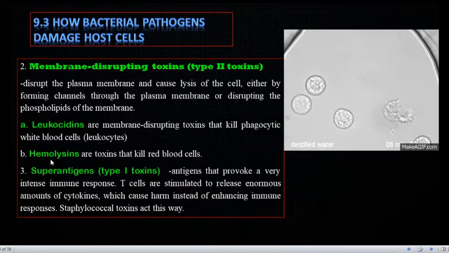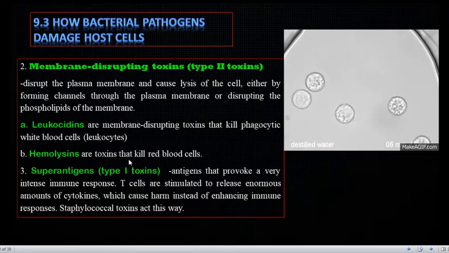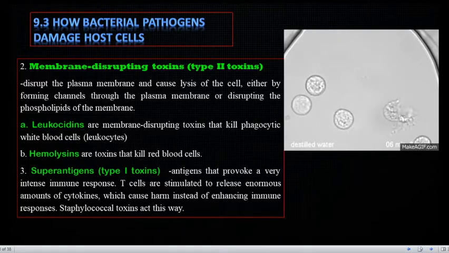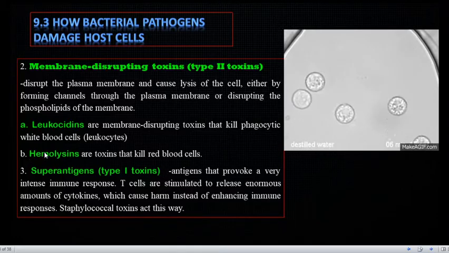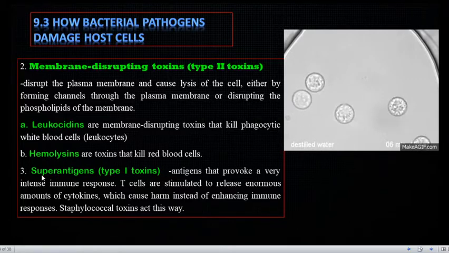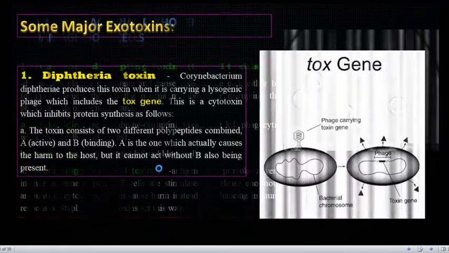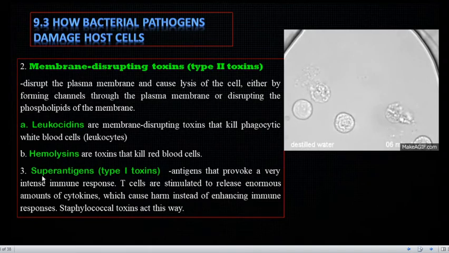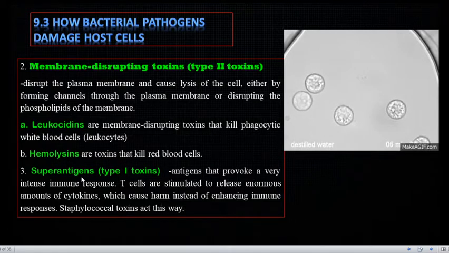Next, we have the second type 2 toxin, your hemolysins, which attack or kill red blood cells. Coming from its name. So, ang ginagawa niya, ganun din, same with your leukocidins, it also forms protein channels in the cell membrane of your red blood cells, causing rupture of your red blood cells. And then we will go to the third type of exotoxin, which is super antigens, also known as type 1 toxins. Now, in your type 1 toxins, they are actually bacterial proteins.